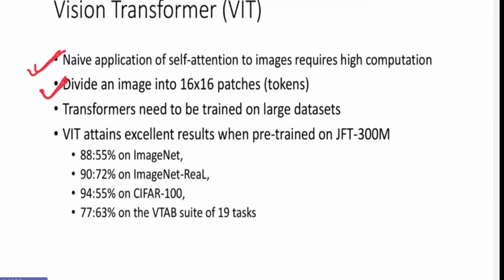So what they have done, they have pre-trained the ViT on a very large data set. They considered the JFT-300M data set, pre-trained on it, and later fine-tuned it for different other data sets like ImageNet, ImageNet Real, CIFAR, VTAB, and this paper got all these results like 88.55. They got very good results.